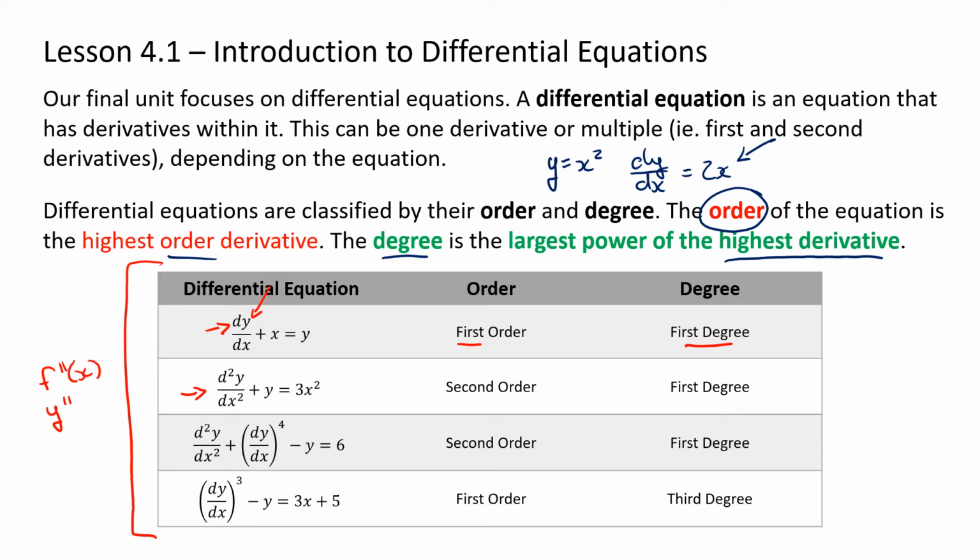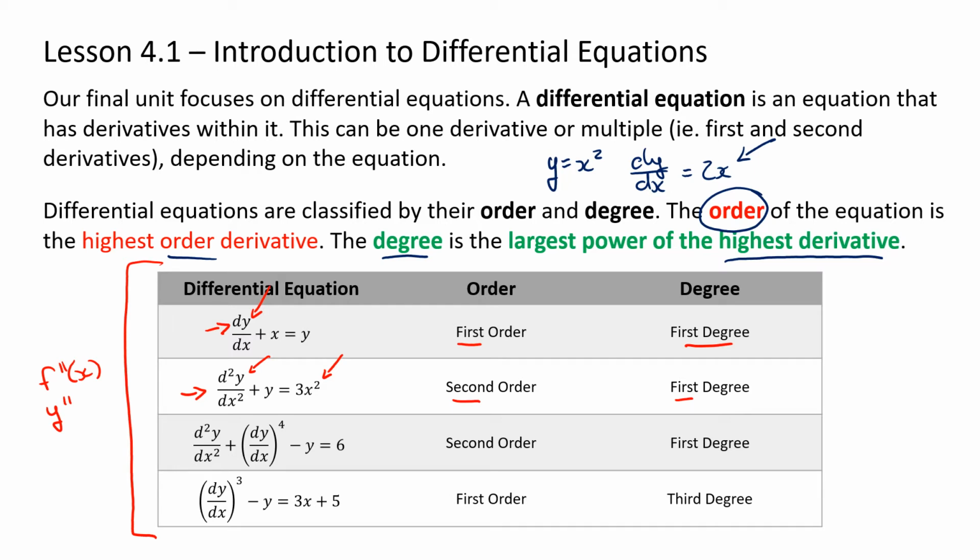Now in this case, it is a second order differential equation because it's the second derivative, and it's a first degree differential equation. Okay, and that's because again, the exponent on this second derivative term is 1. It doesn't matter that there's an x squared term here. It only matters in terms of the exponent on the highest order derivative.